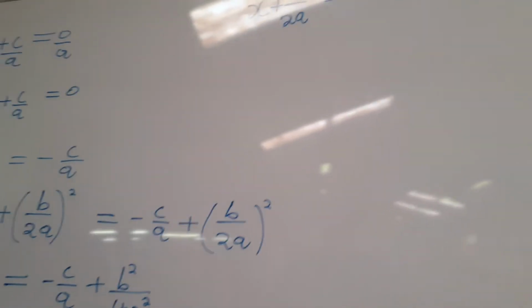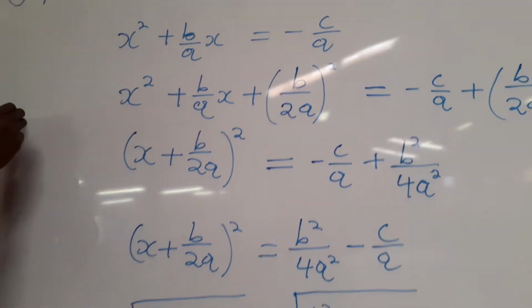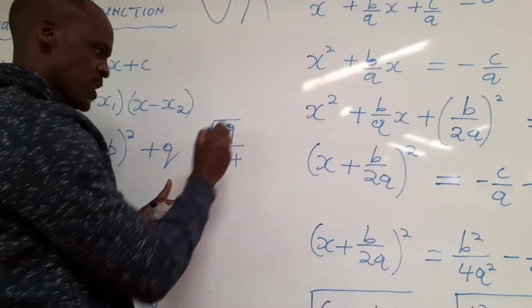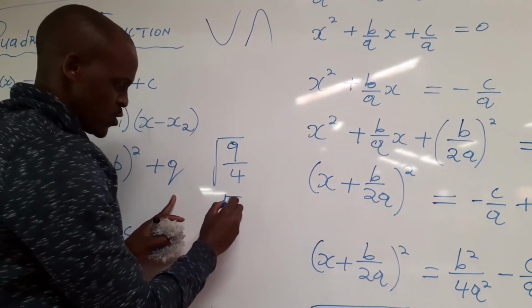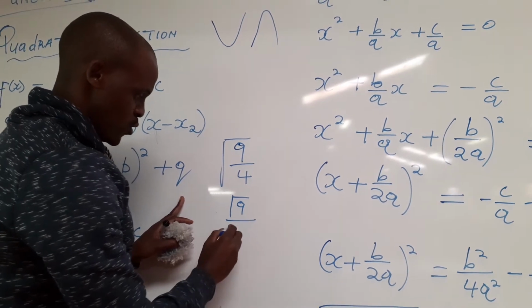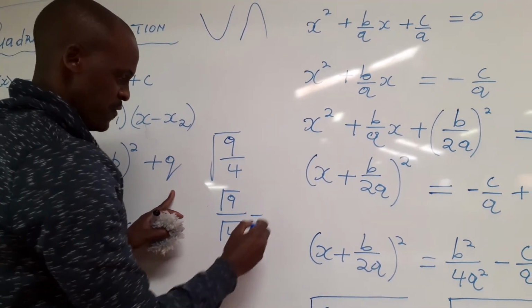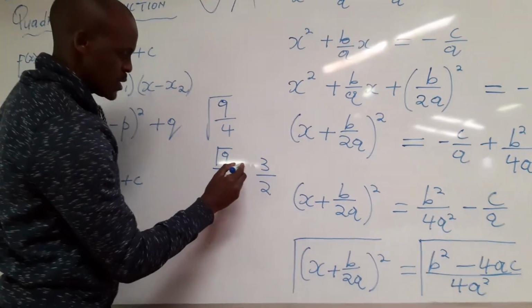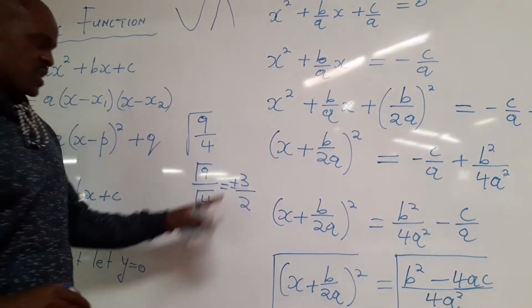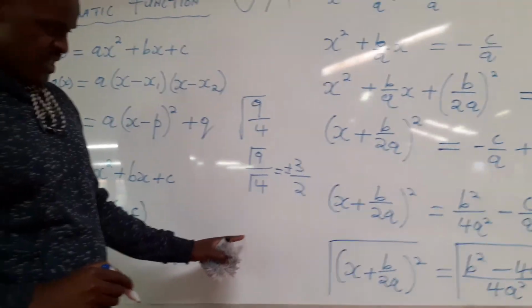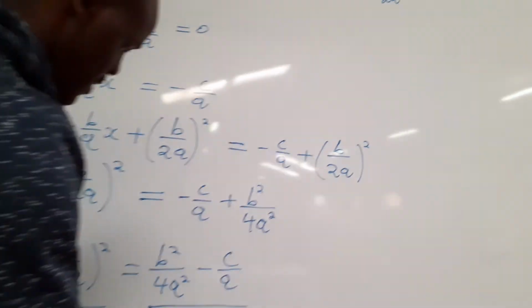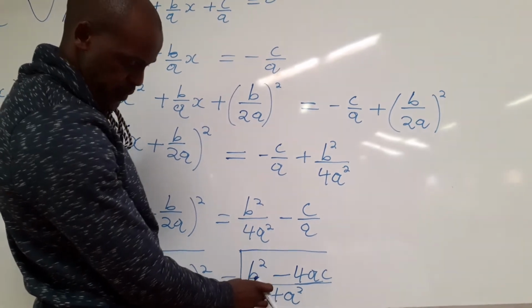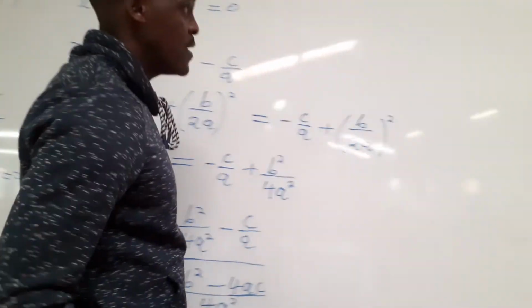Right. Here, if you have 9 over 4 and you are to put a root sign, this is the same as square root of 9 divided by square root of 4, which will give us 3 over 2. It's plus or minus 3 over 2 if you are to divide that. Same thing here. It's square root of b squared minus 4ac over square root of 4a squared.